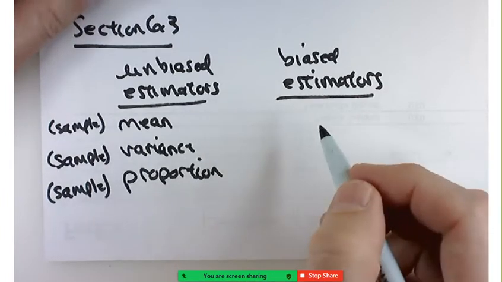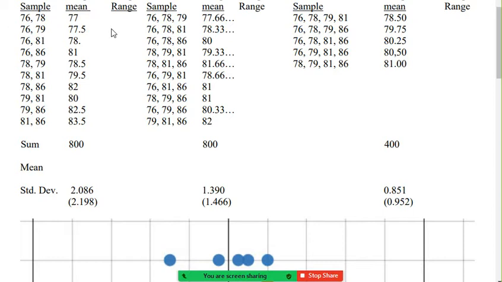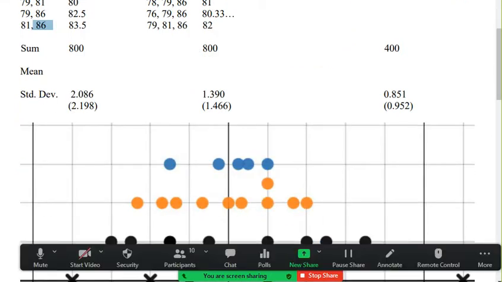Now, what are our biased estimators? Well, you might remember one that we did from this handout, and I'm sorry I don't have the filled in version of this handout, but it was the sample range. The sample range up here is 2, down here is 5, but when we added this up and divided by 10 to get the average estimate of the sample range, it wasn't the population parameter. It wasn't the population range, which is 86 minus 76, which gives you 10. So that was a biased estimator.